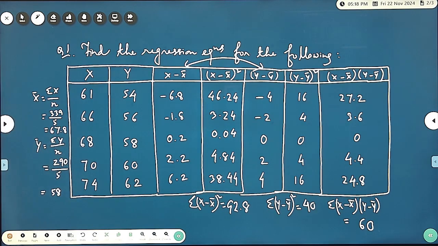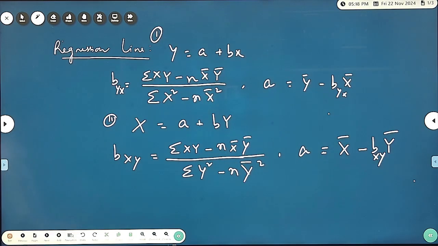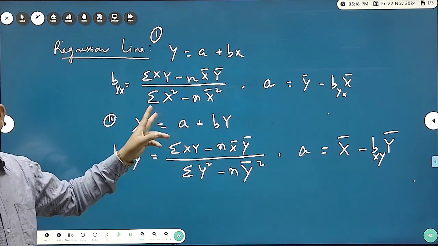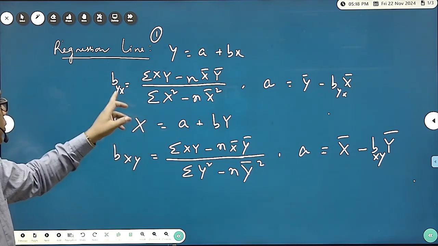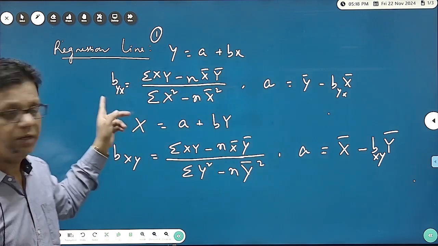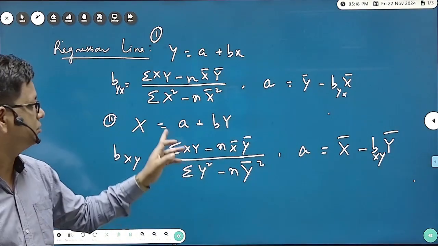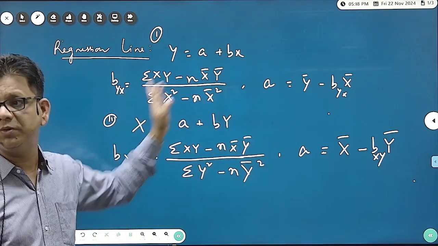Now, I'm showing the first formula which I started the class with today and ended the previous class with. You see, both of you, those who have come just now, it was the formula that we did in the last class, how to get a regression line. Now, the disadvantage of using this formula is that we have to find two coefficients. One is b, one is a. Then we get the equation.